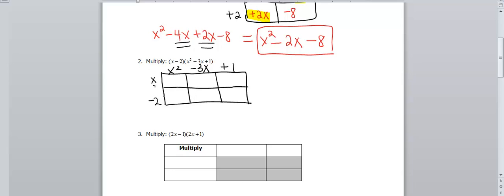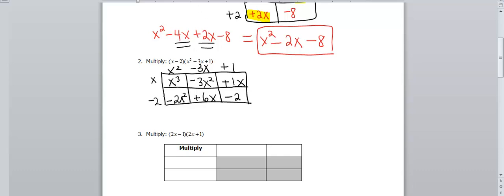Okay, let's go through and multiply each piece. So x times x squared gives me an x to the third. X times negative 3x gives me negative 3x squared. X times positive 1 gives me a positive 1x. Negative 2 times x squared gives me negative 2x squared. Negative 2 times negative 3x gives me a positive 6x. And negative 2 times positive 1 gives me a negative 2.